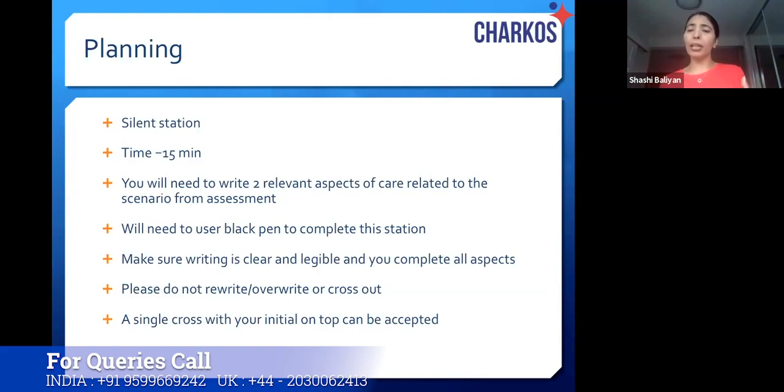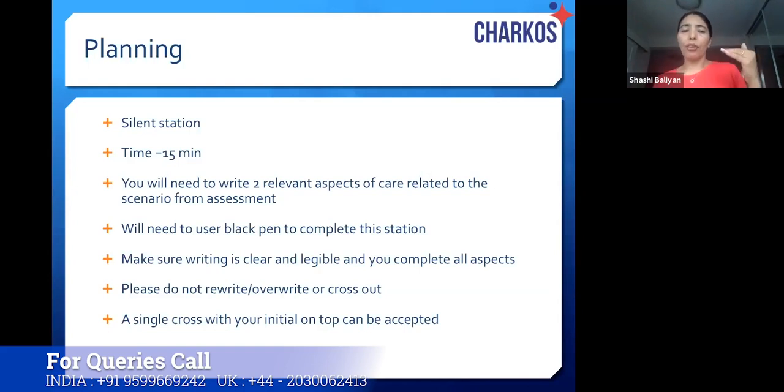Now we have to write the two out of all these 5. We have to pick the 2 most relevant and most important things that you will be able to take care of, or that you will be doing the planning for. So you pick 2 most important ones.